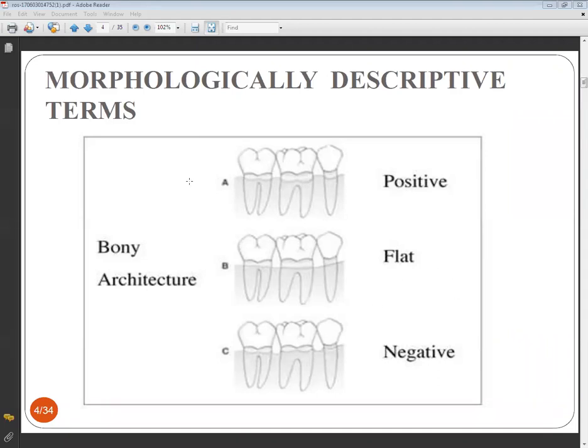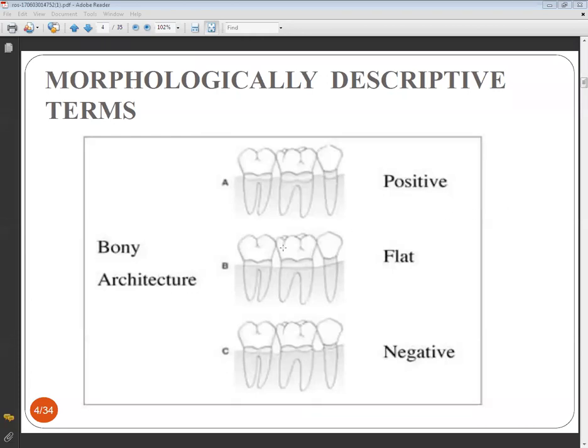Today I'll be covering resective osseous surgery. Before resective osseous surgery, you should know the normal architecture and morphology of alveolar bone, how normally alveolar bone appears.